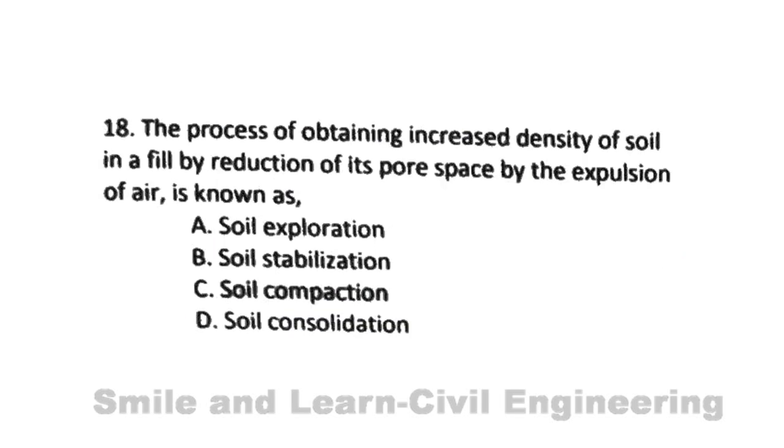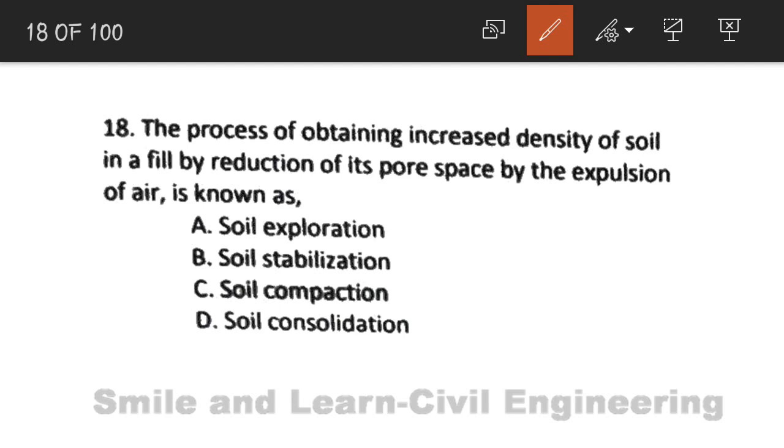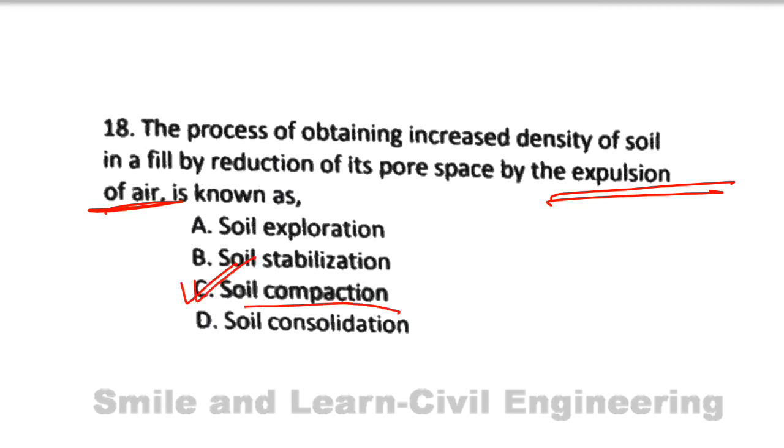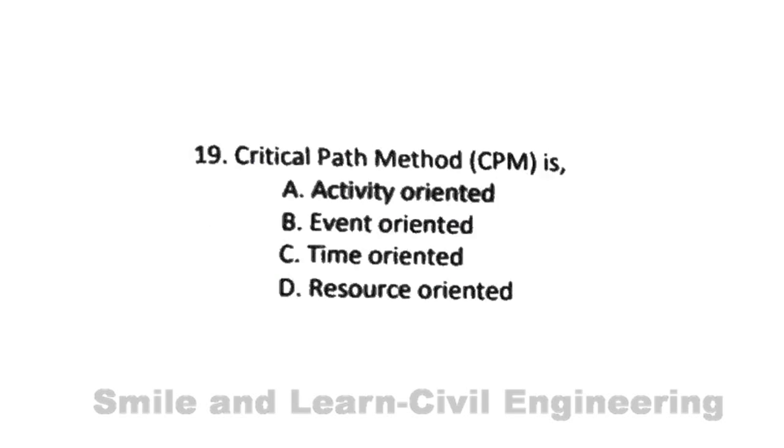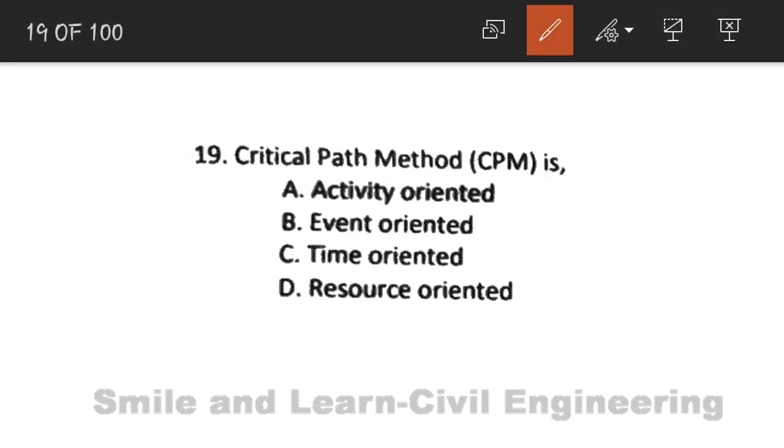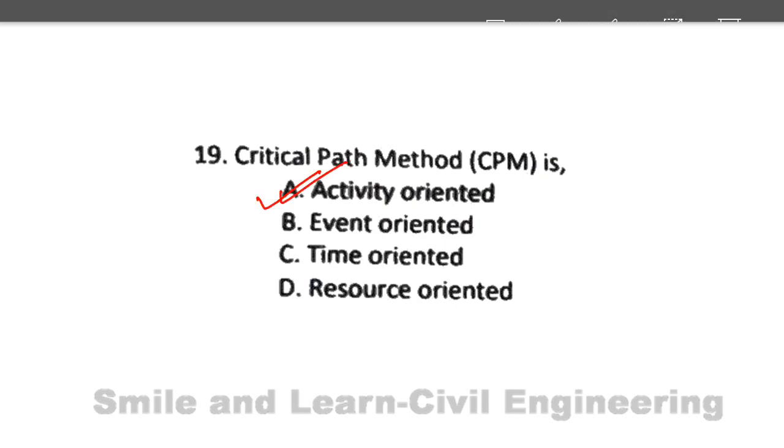Next question, the process of obtaining increased density of soil in a field by reduction of its pore space by expulsion of air. So you see, expulsion of air, this word only signifies that the correct answer is option C, soil compaction. Consolidation is also in this paper, we will discuss in details. Critical path method is, this is also a PYQ, so correct answer will be activity oriented, option A.